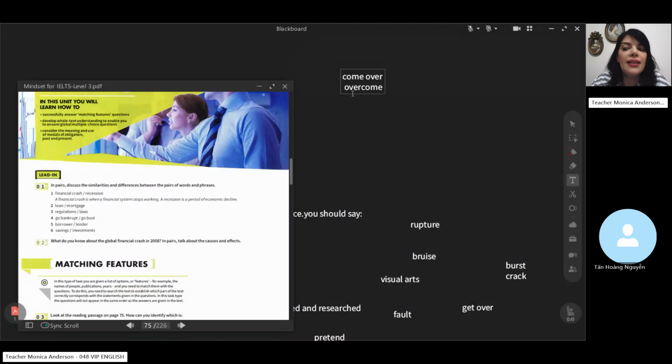The second one means recover: come over something. For example, don't stand up quickly or you may come over dizzy. So you can use it in different meanings. And overcome is absolutely different. Pay attention: overcome means defeat, or succeed in controlling something. So please pay attention while using these two verbs.